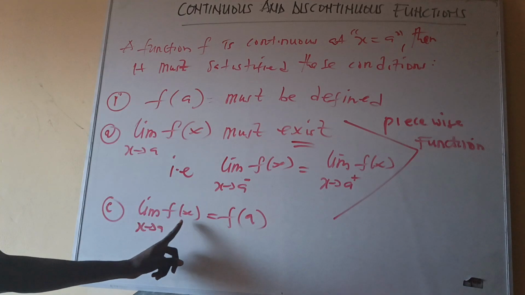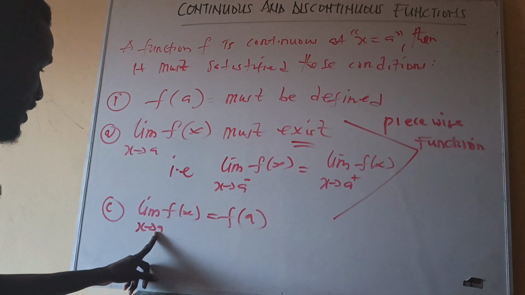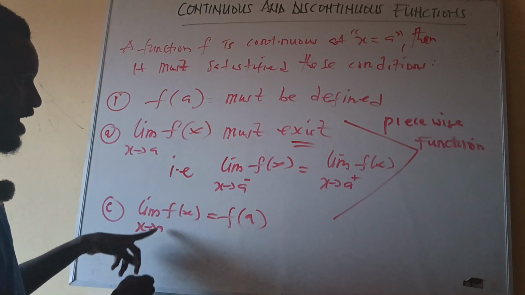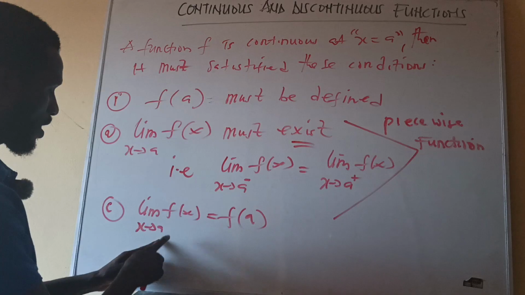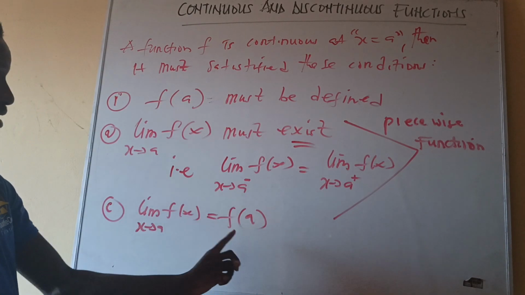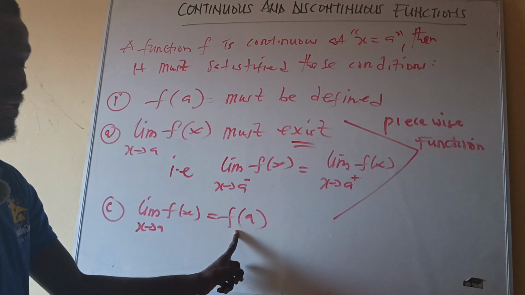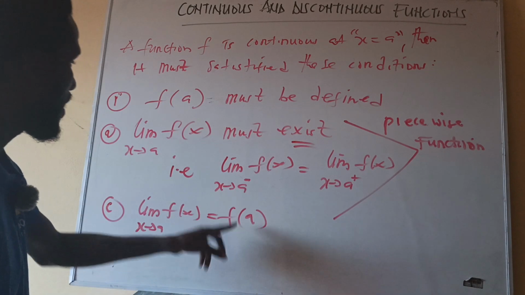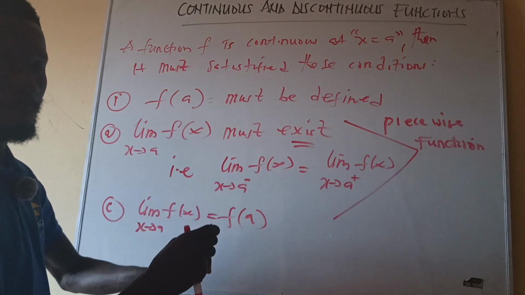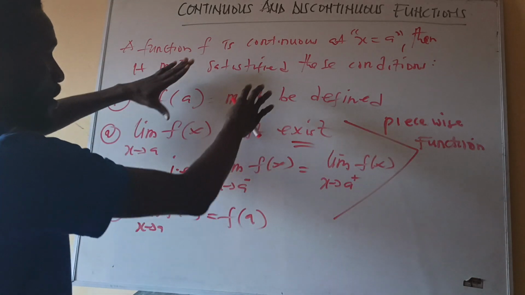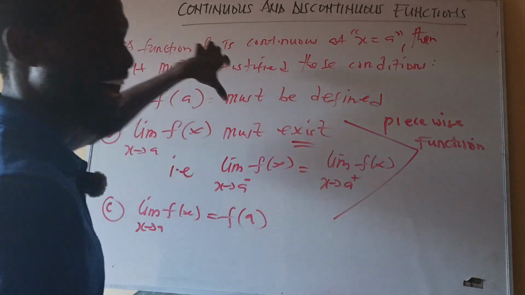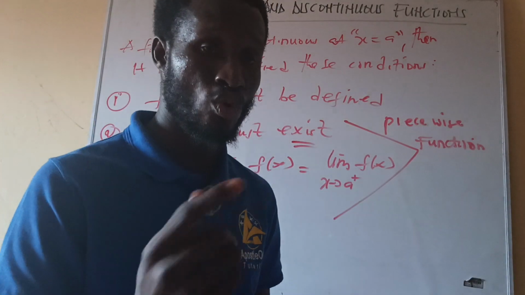Now, for the limit of f of x where x is approaching a, don't forget that you know how to solve for the limit of f of x. That one we are not coming to identify whether it exists. I'm going to find the limit as x is approaching a, and mostly the limit of f of x should be the same as f of a. You get it? So when f of a and the limit of f of x where x is approaching a are the same, then all these conditions are met, and we're going to say that that particular function is continuous.